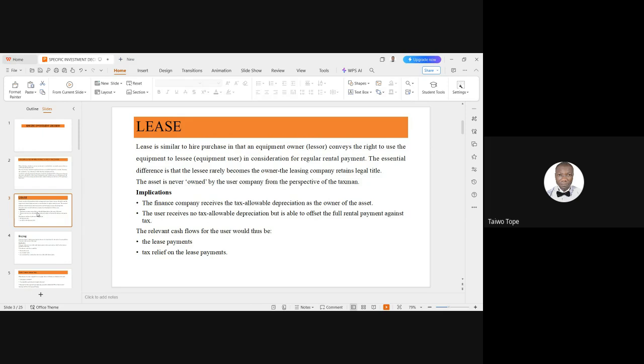So at the end of the lease, the lessee may return the asset, renew the lease, or sometimes buy it separately, depending on the lease type. We have the financing lease and the operating lease.